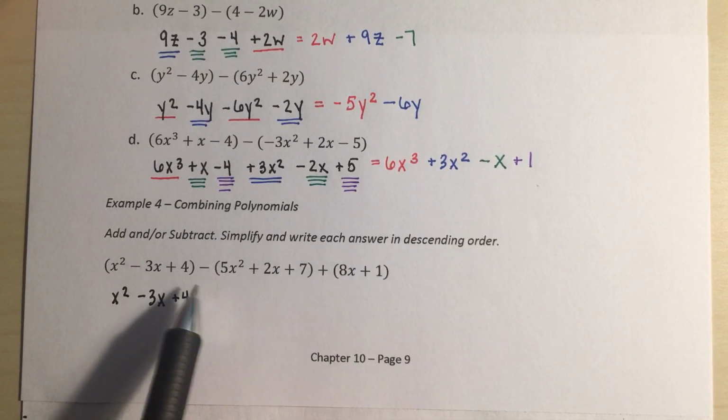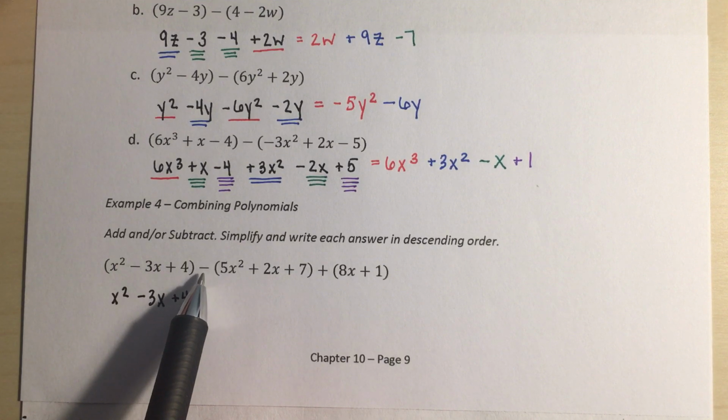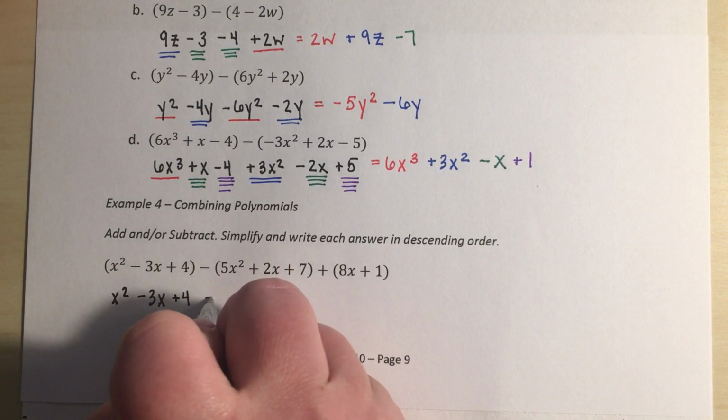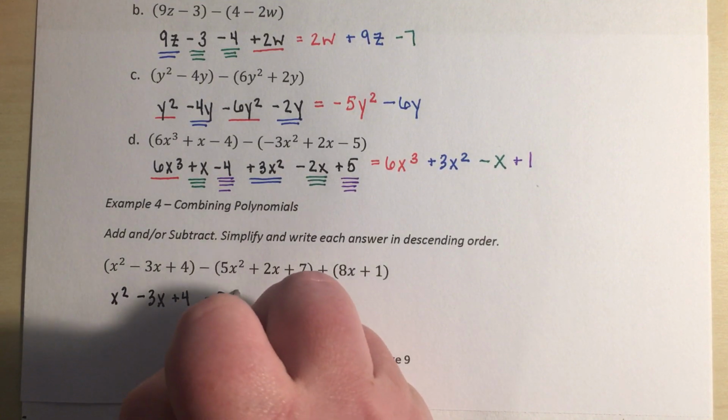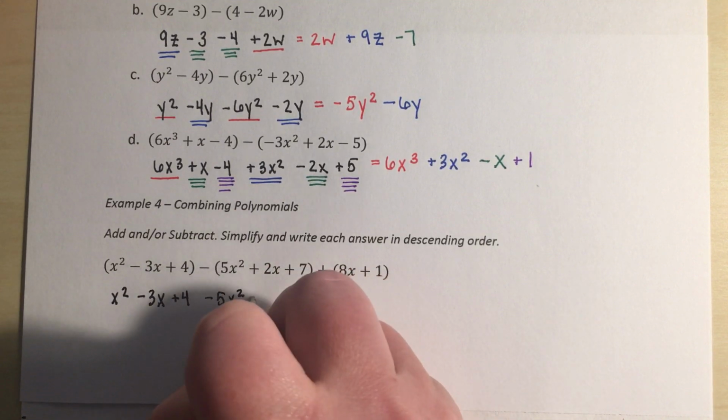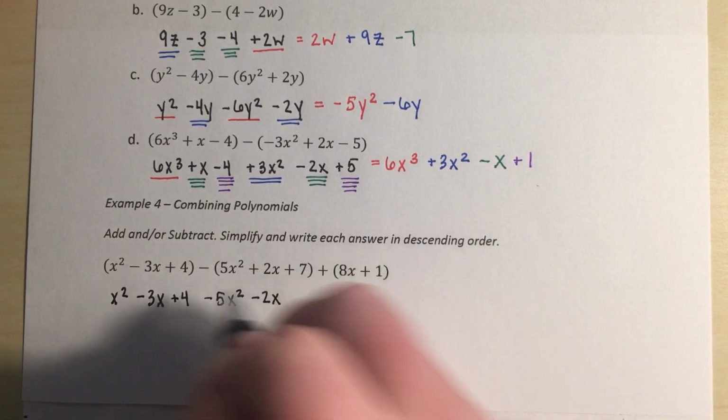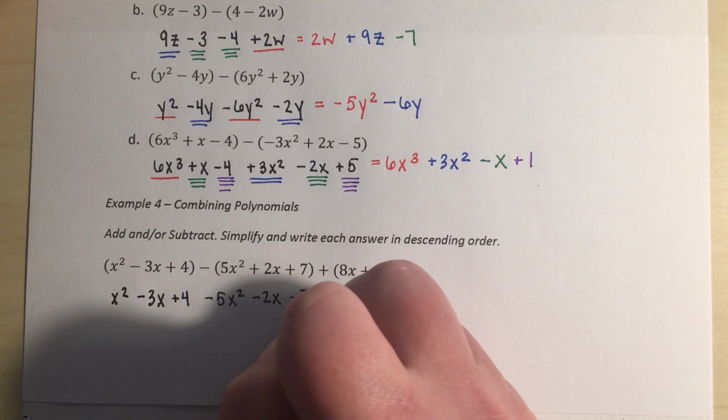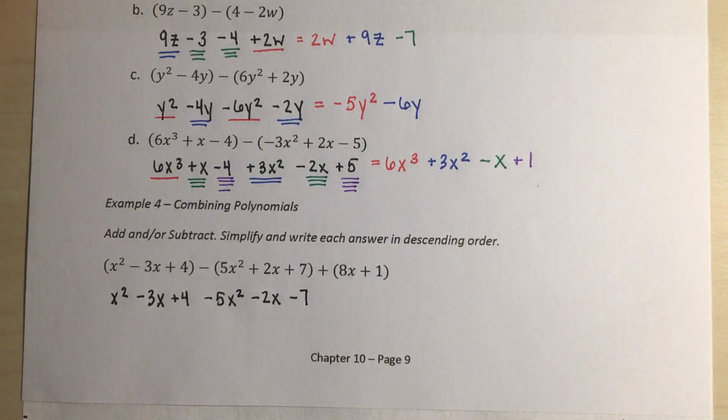Now in front of this polynomial we have a negative sign. So negative times positive 5x squared is going to be negative 5x squared. Negative times positive 2x is going to give us a negative 2x. Negative times positive 7 is going to give us a negative 7.